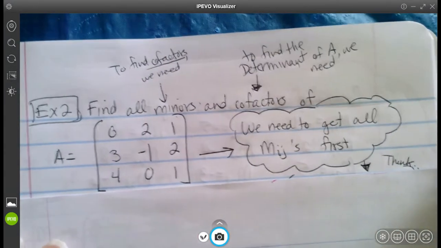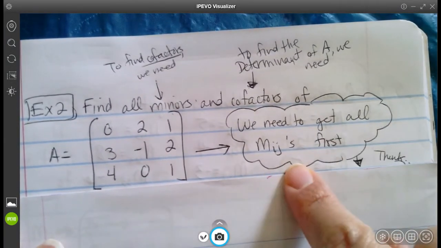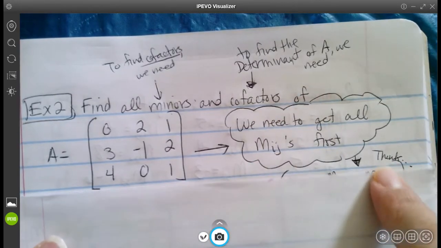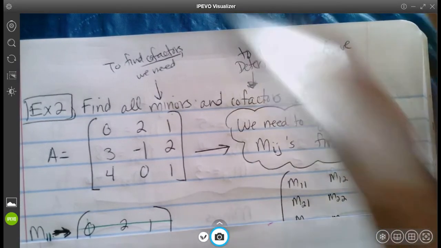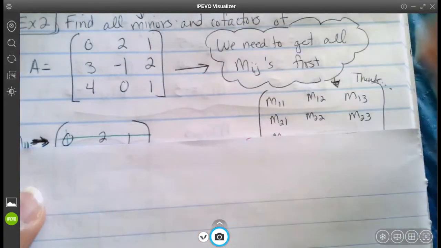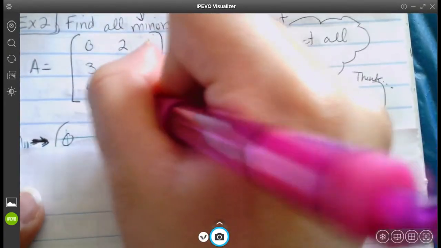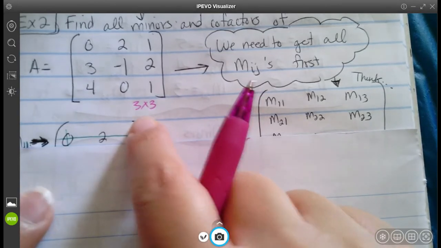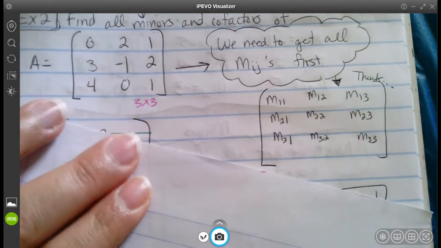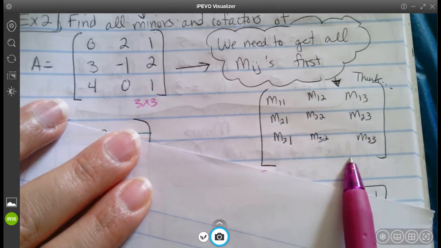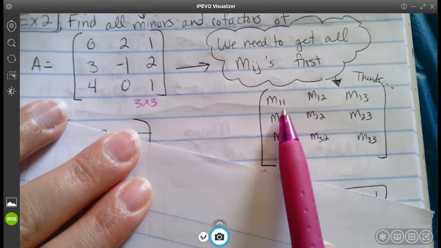Okay. So we need to get all of our M_ij first, which are the minors. This stands for the minors. So here's the matrix we're looking at. It's a 3 by 3. So just keep that in mind, because we are going to need our sign chart for that later. So we're thinking something like this. What are all these values going to be for the minors?